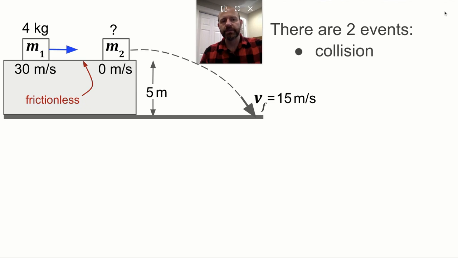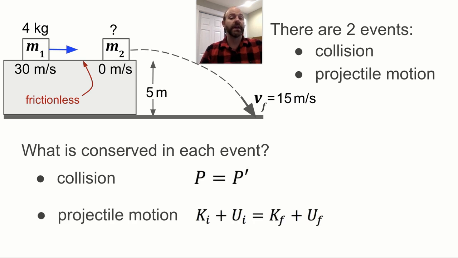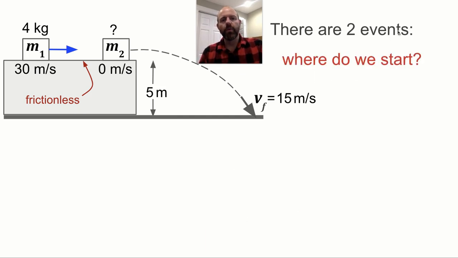The first event is the collision. The second event is projectile motion. In the collision, we get momentum conservation. In projectile motion, we get mechanical energy conservation. So where do we start?